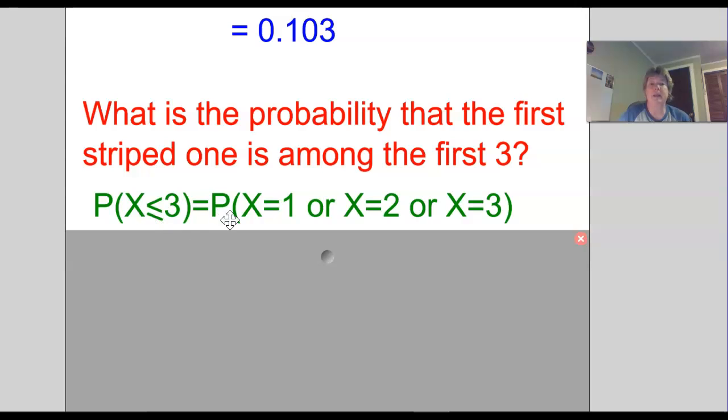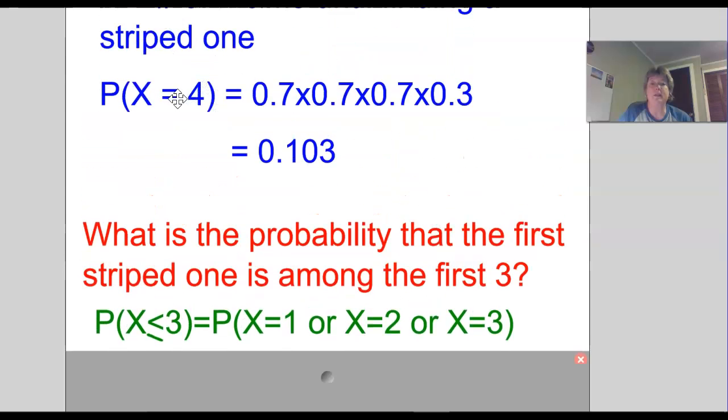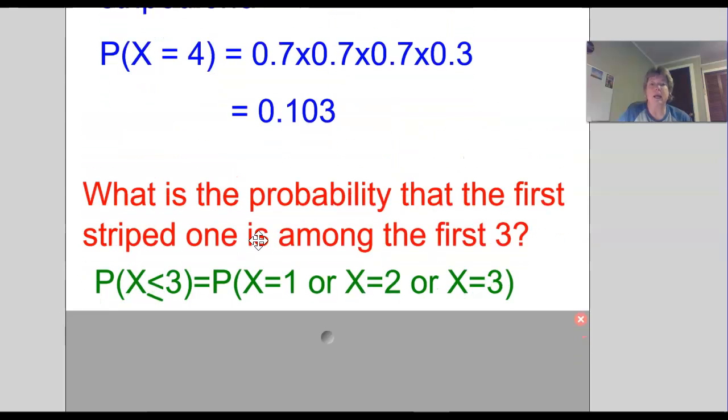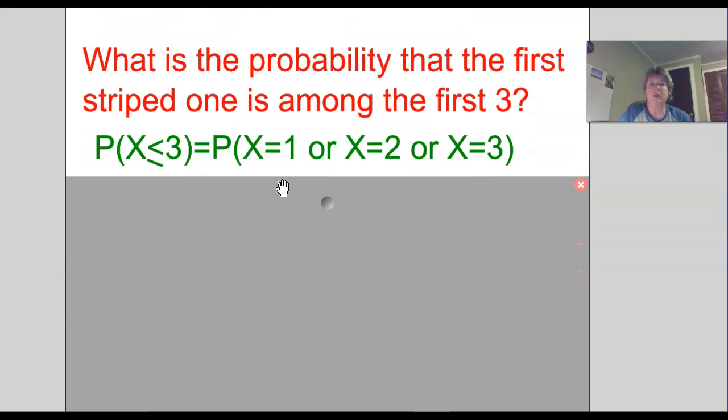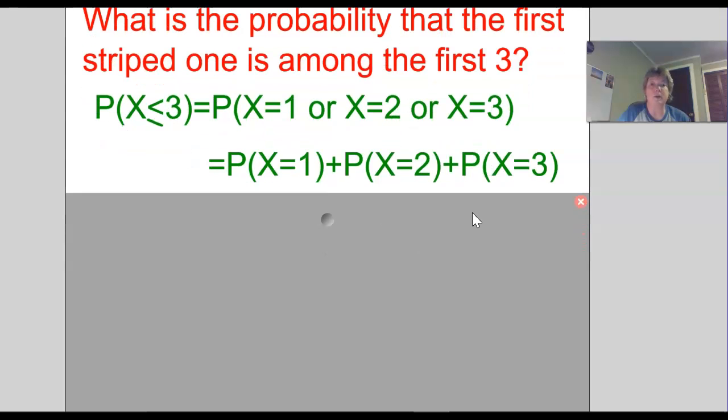So that's the probability that the first striped one we find is the first one, or that the first striped one we find is the second one, or that the first striped one we find is the third one. So really what we're doing is we're doing this 3 times, and then we're going to add them together because they are connected with ors. So here, that's really just going to be this, right? It's the probability that the first striped one is the first one, plus the probability that the first striped one is the second one, plus the probability that the first striped one is the third one.